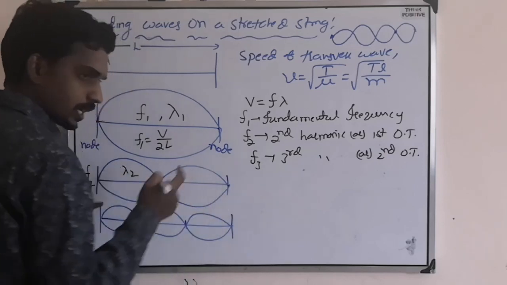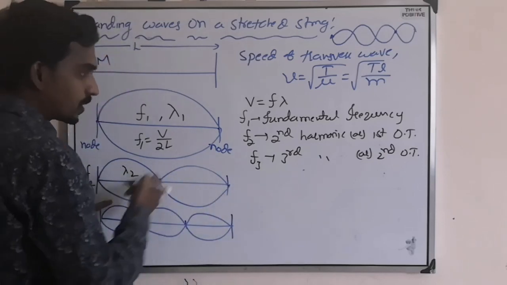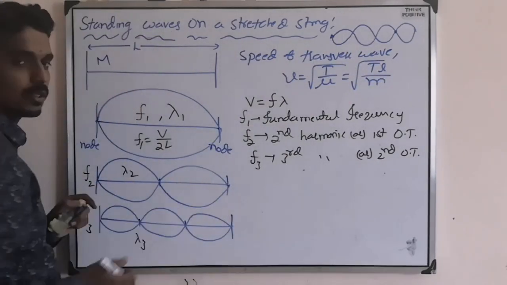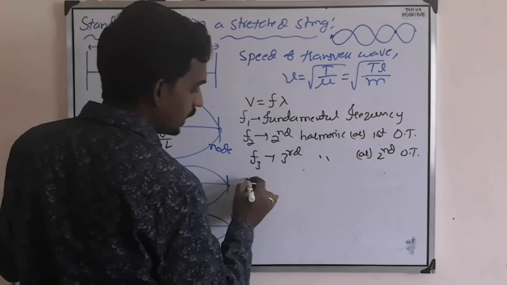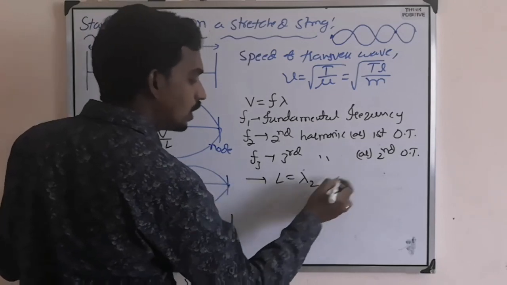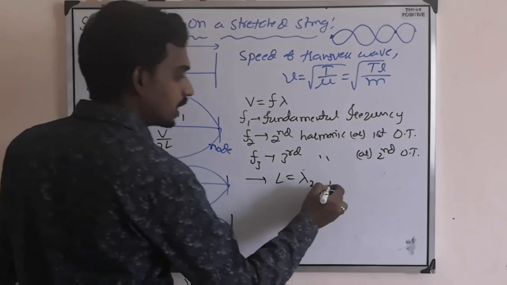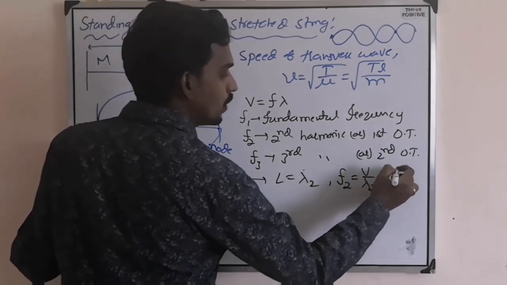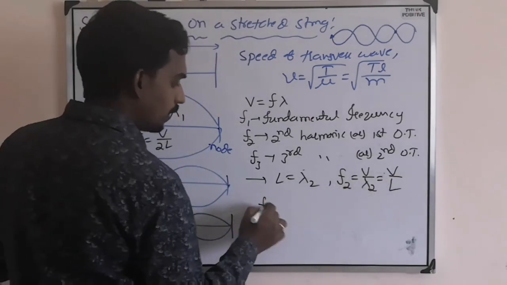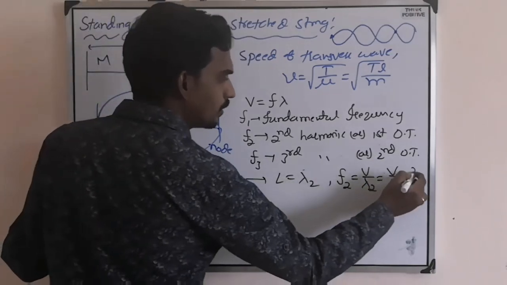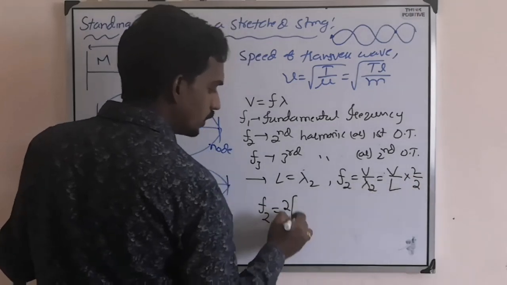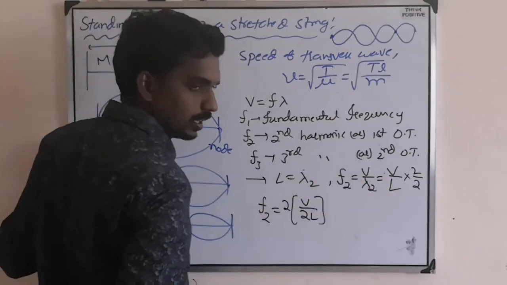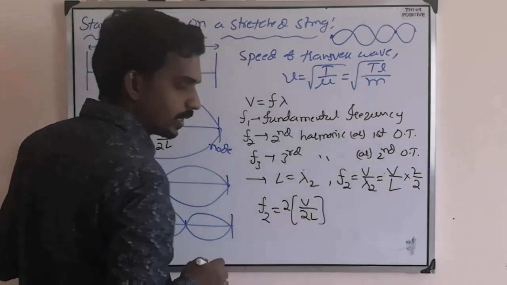Now this is the length of the string, but here 2 loops are there. Two loops means, in terms of wavelength, this length is equal to the wavelength. That means in the second case, L is equal to lambda 2. Then in this case, frequency will become V by lambda 2, which is V by L. So F2 equals, you multiply with 2 and divide with 2, so 2 into V by 2L I can write.